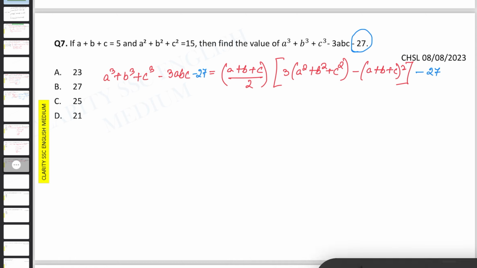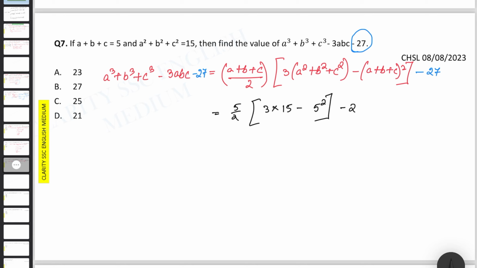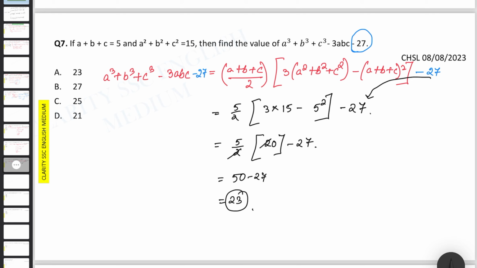So let's calculate this. 5 by 2, since the question gives the value of a plus b plus c. Again, 3 into 15 minus 5 square, minus 27. This 27 will come here. 5 by 2 into 45 minus 25, which is obviously 20, minus 27. 50 minus 27 is 23. So option number A is the correct answer.